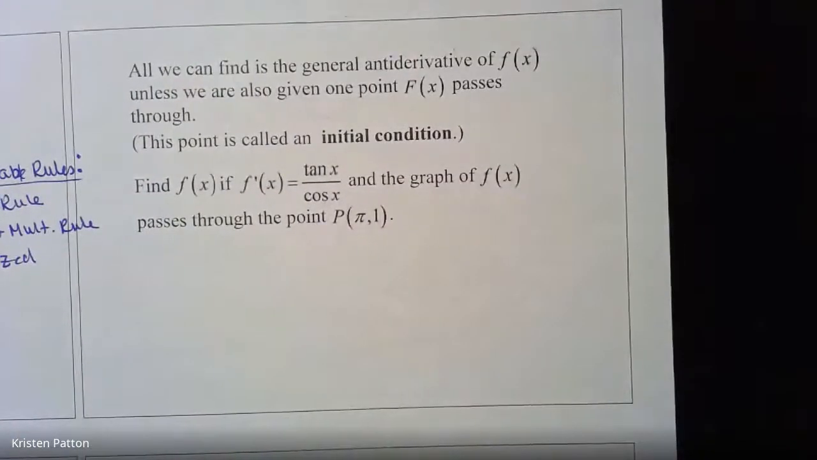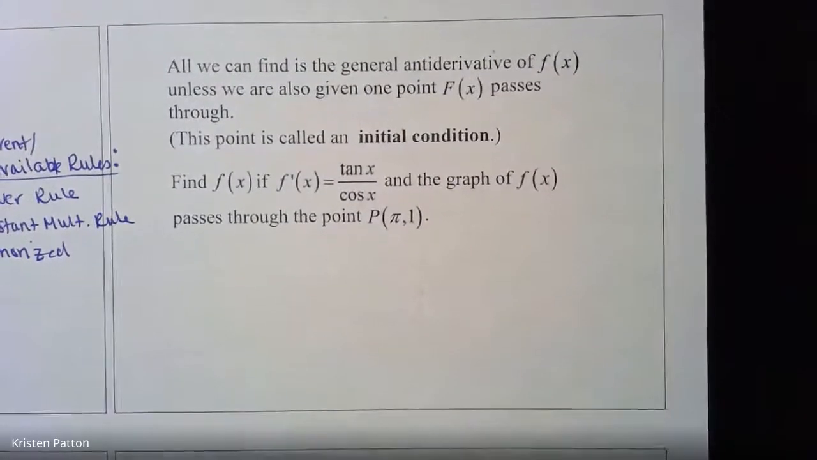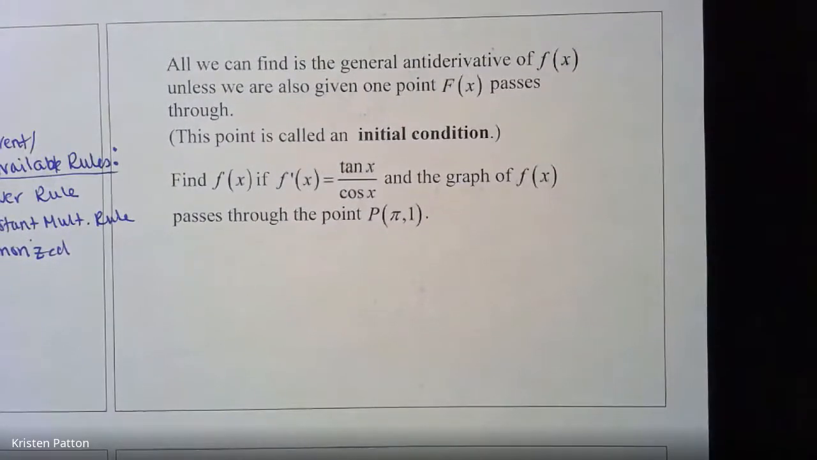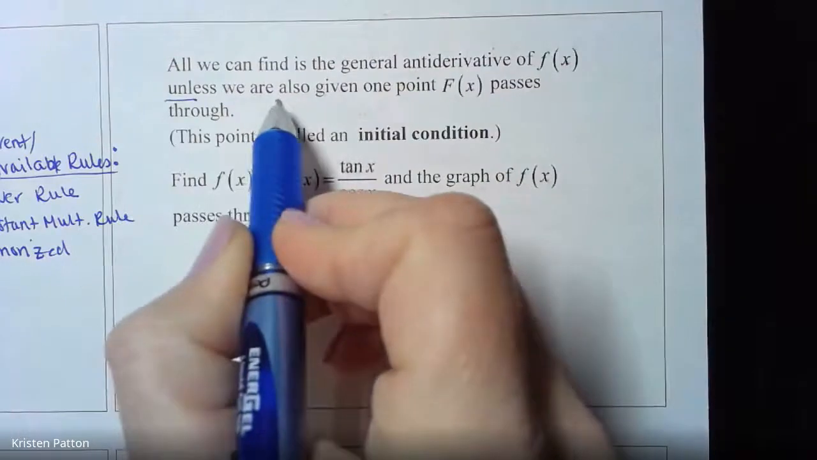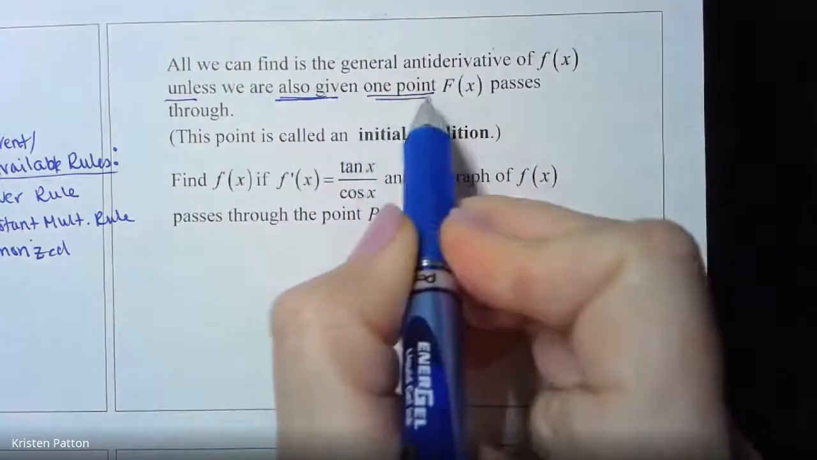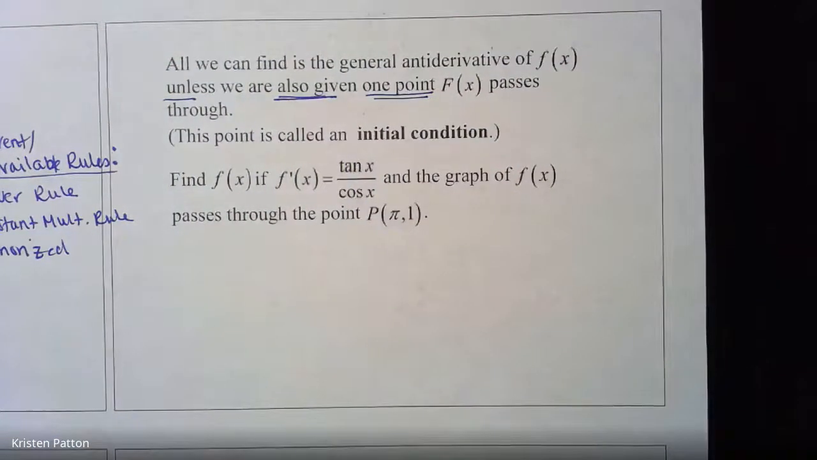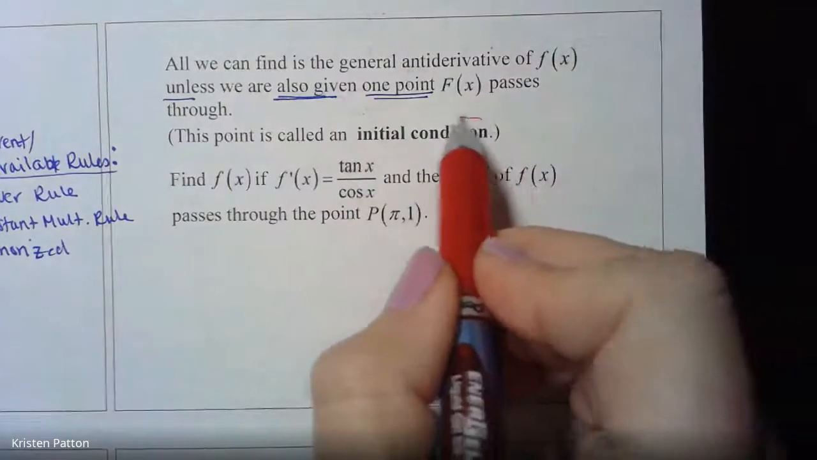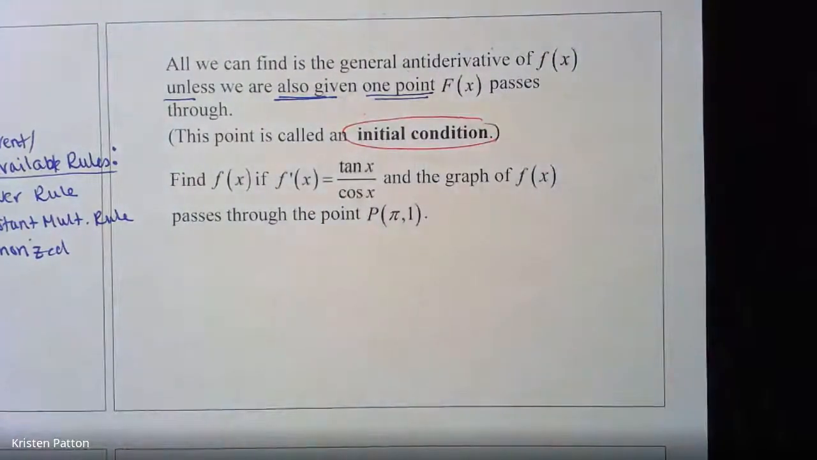So all we've been doing is finding what we call the general antiderivative. The general antiderivative is a whole family, plus C, plus C, plus C. And that's all we can do unless we are also given one point that the original graph passes through. We call this point an initial condition. Basically, they're saying it's where you're going to start.